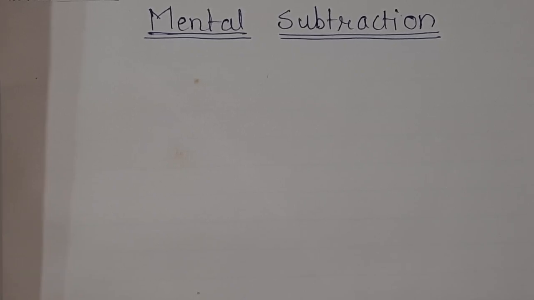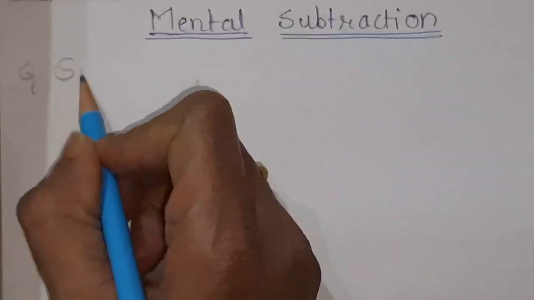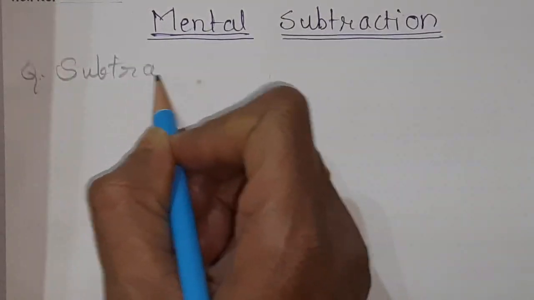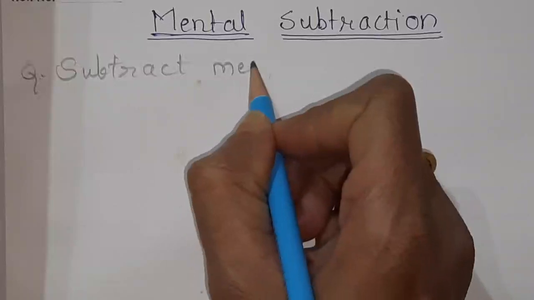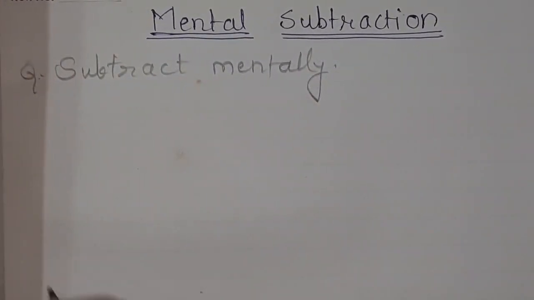For that, we'll take a sum which is there in your textbook, page number 70. There is no place, so we are solving it in our notebook. So students, you have to start with me in our notebook. Take a pencil in your hand and write mental subtraction. And our question is subtract mentally. So from this one we are taking first sum.